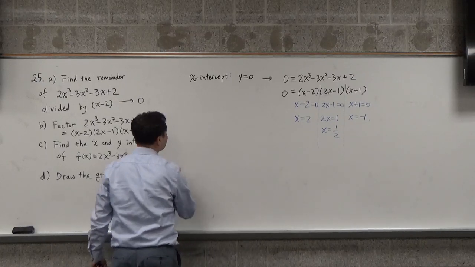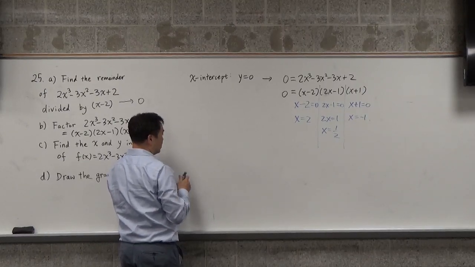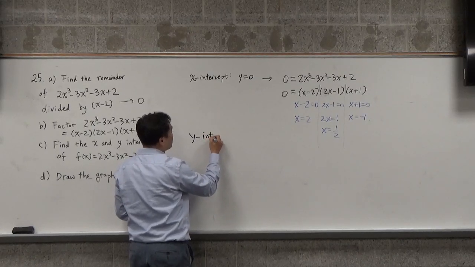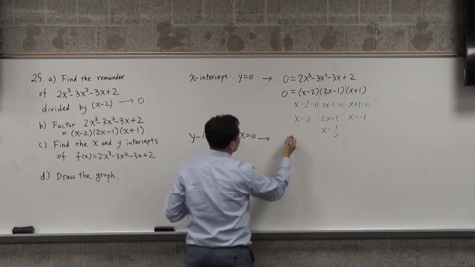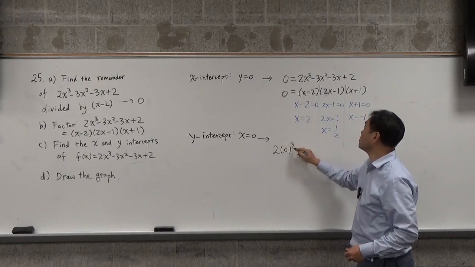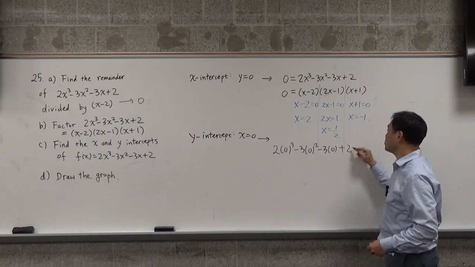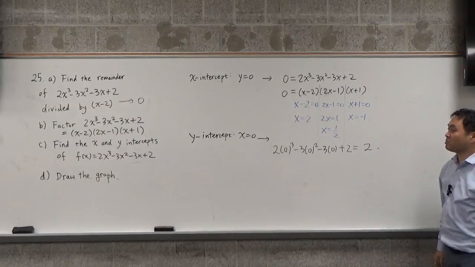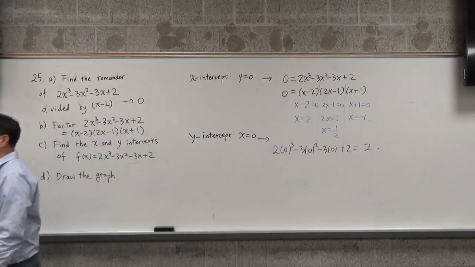How do you get the y-intercept? To get the y-intercept, what do you do? Yeah, set x equal to 0, right? For the y-intercept, you set x as 0, and that means you're plugging a 0 into here. So it's 2 times 0 cubed minus 3 times 0 squared minus 3 times 0 plus 2, which is 2. Okay, great. So we know the x-intercepts and the y-intercepts. We're done with C. The last one, draw the graph.